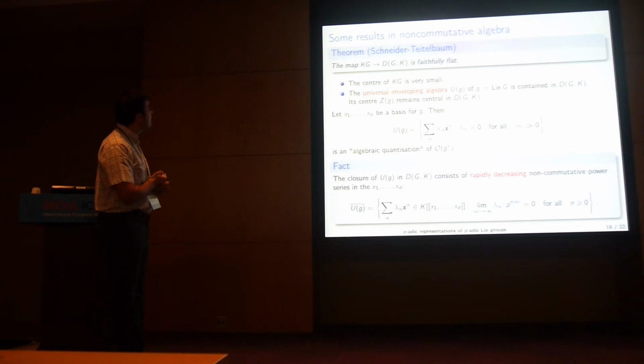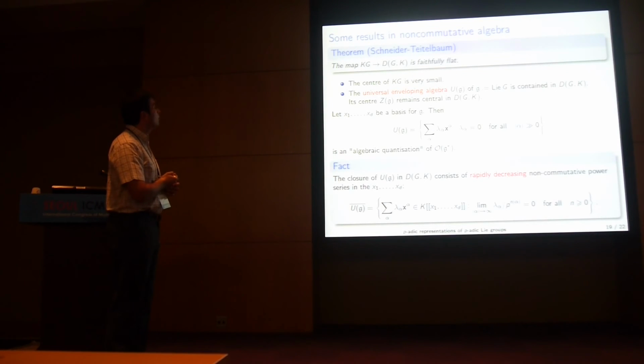Well, this guy, the Osaka algebra, is really small. It's got no center at all apart from scalars. But the local analytic distributions are a bit bigger. In particular, they contain the enveloping algebra of the Lie algebra. Therefore, they contain the center, which remains central in the big ring.